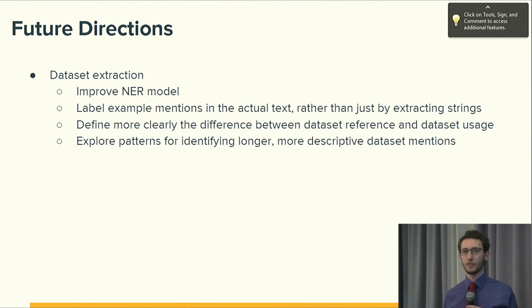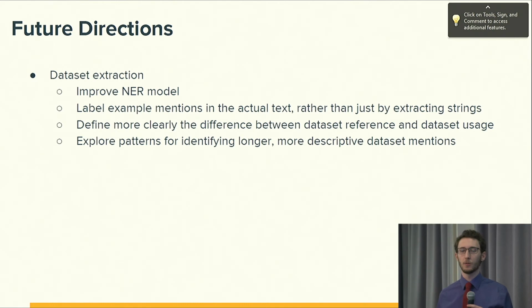So now I'll touch on some future directions for this work. So for dataset extraction, the most promising avenue is improving the named entity recognition model and hopefully removing the string search component completely to help allow the model to generalize better. And we think that this would require having higher fidelity annotations. So actually labeling the text in the paper would be very helpful for examples of what a dataset usage looks like. And this would also help more clearly define the difference between a dataset reference and a dataset usage.